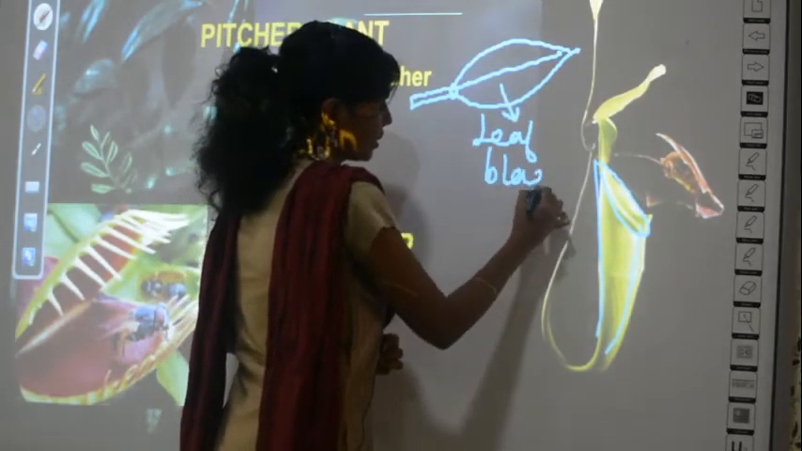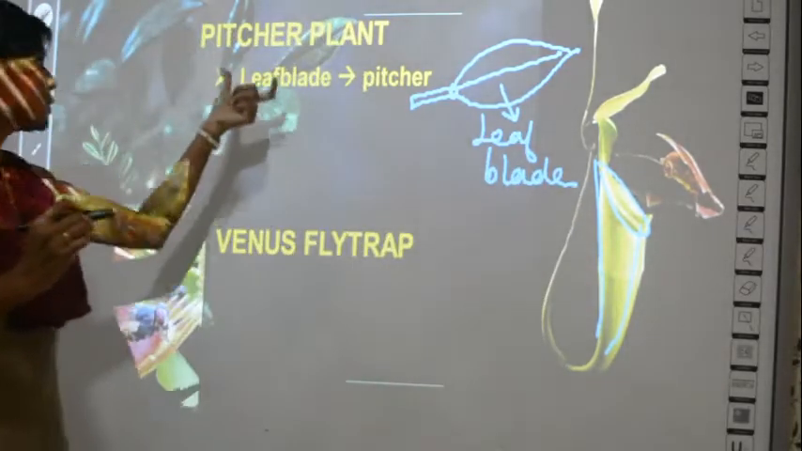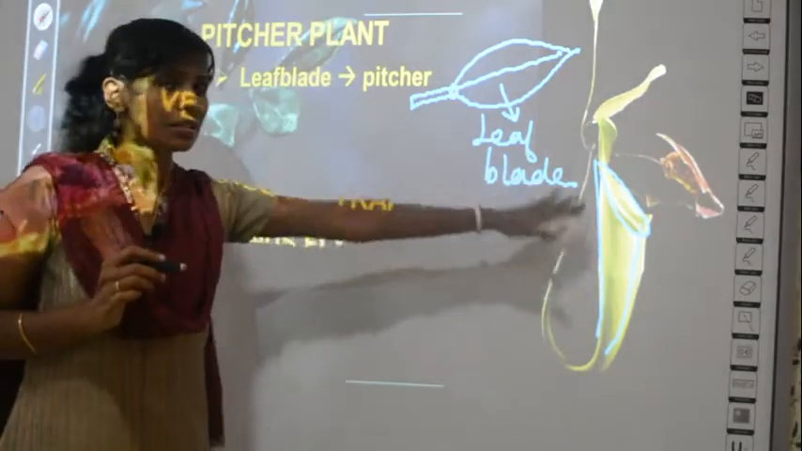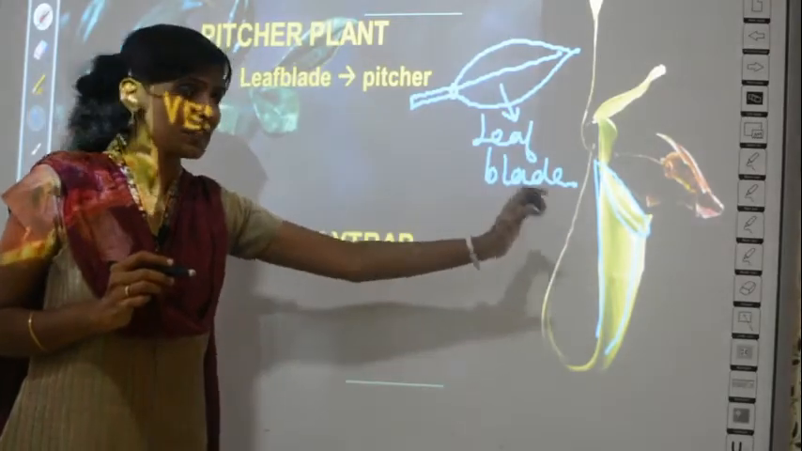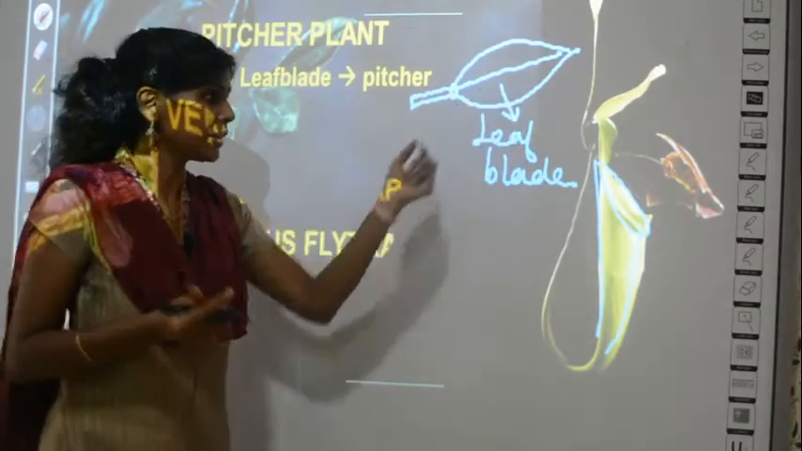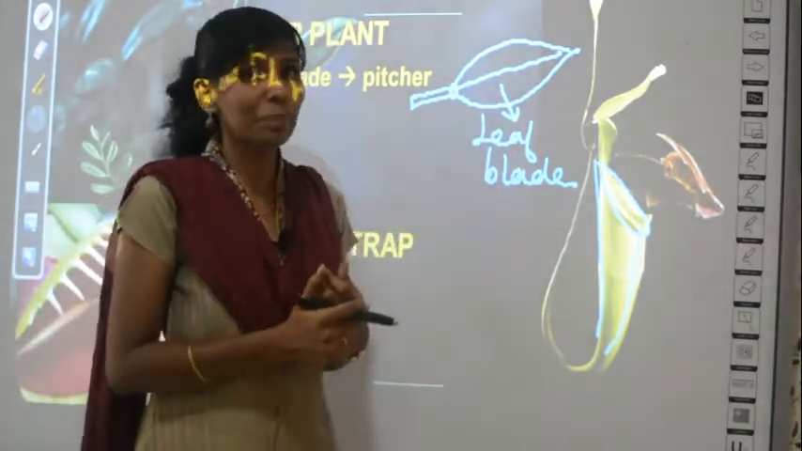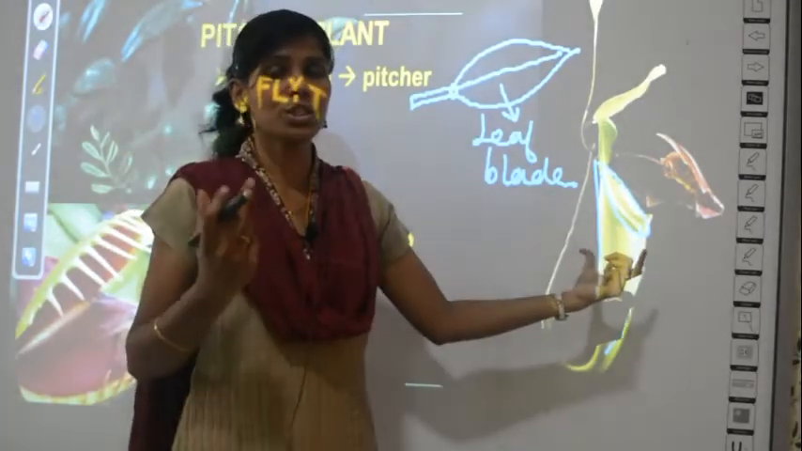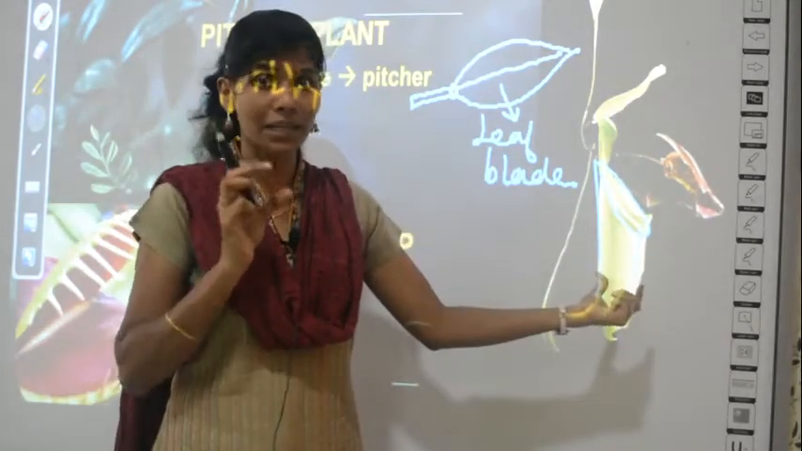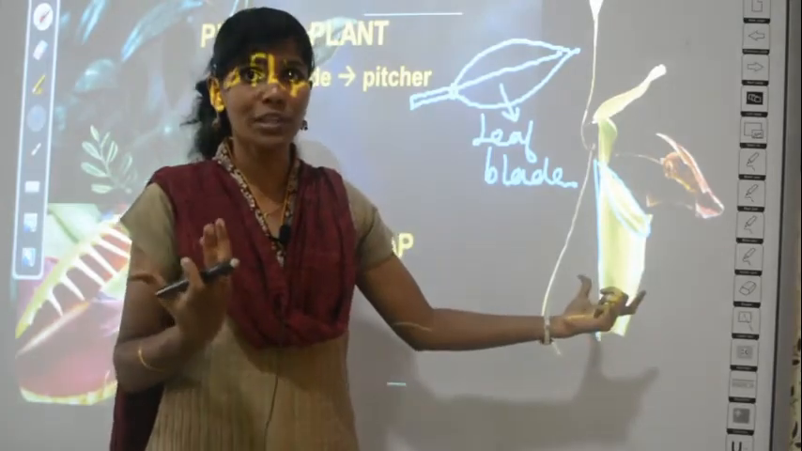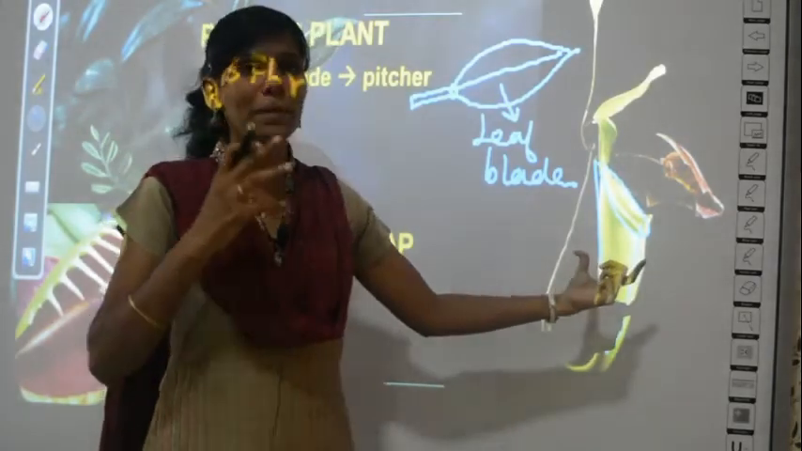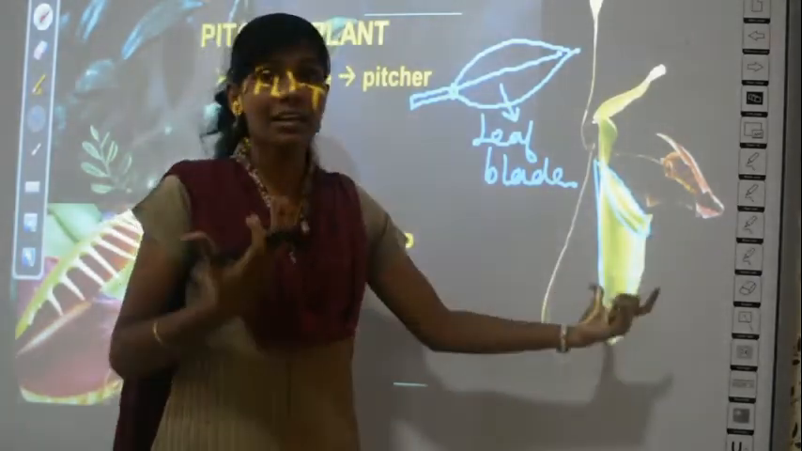Leaf blade. So in the case of this plant, which plant? Pitcher plant. This is the pitcher plant. So this pitcher plant's leaf blade is not like this, it is in the form of a cup, right? So this is the modification. The leaf is not in regular shape, but it has been modified into a different shape, in the form of a pitcher. Pitcher means it is like a cup shape.